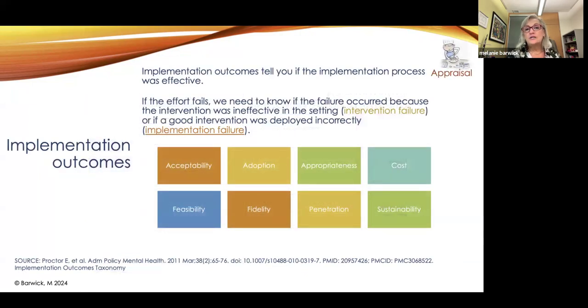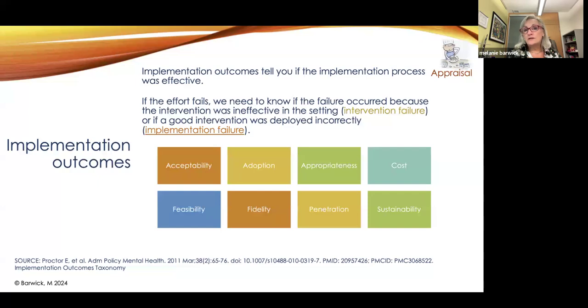And then implementation outcomes, as I mentioned, tell you if the implementation process was effective. Why would you want to know that, even if that's maybe not your central question? Because if you are looking at your intervention data at the end of your trial, and let's say you have two arms in your trial and you're not seeing the evidence go in the way that you would have liked to have seen it go, you want to be able to explain whether that's a problem with the intervention or a problem with its implementation. And if you haven't looked at implementation outcomes, you're not going to know.